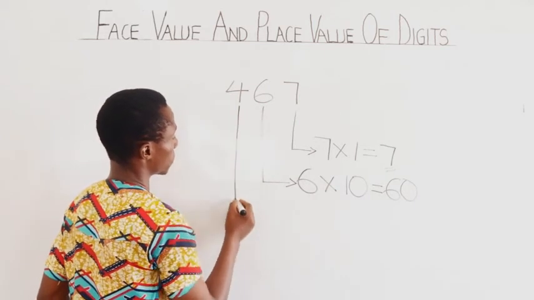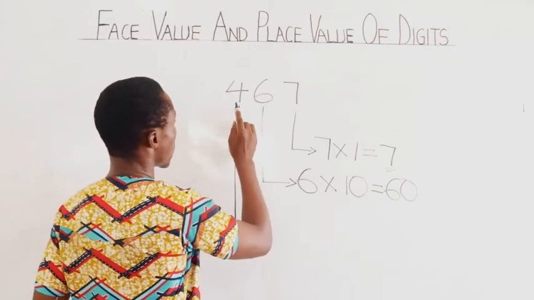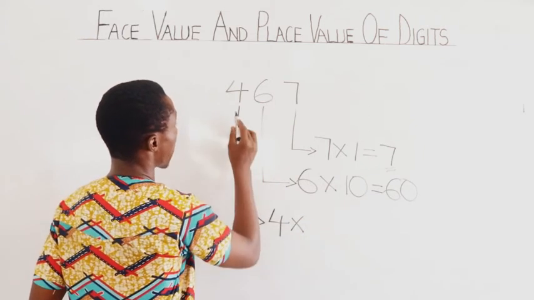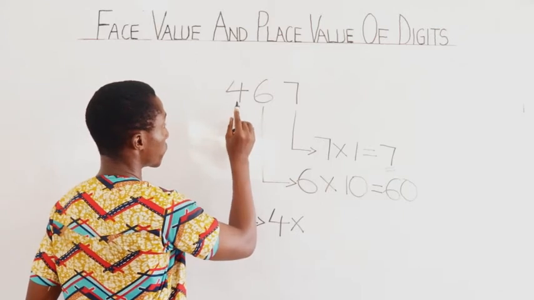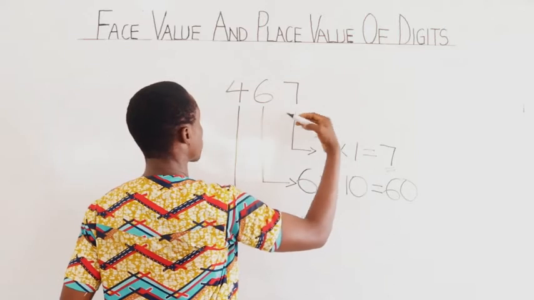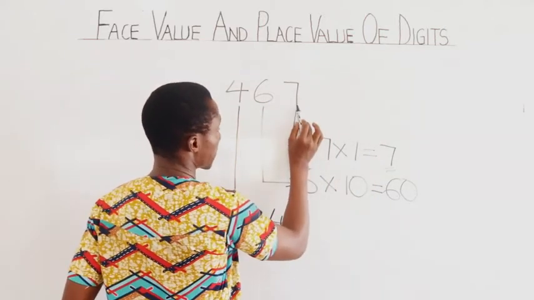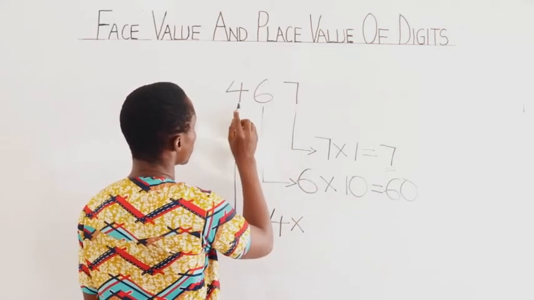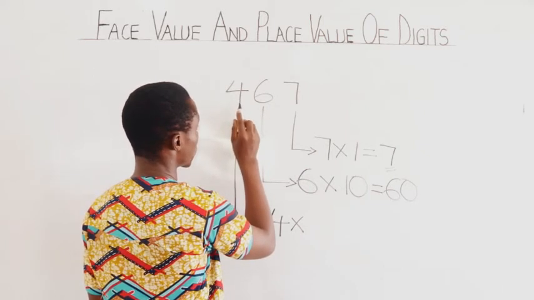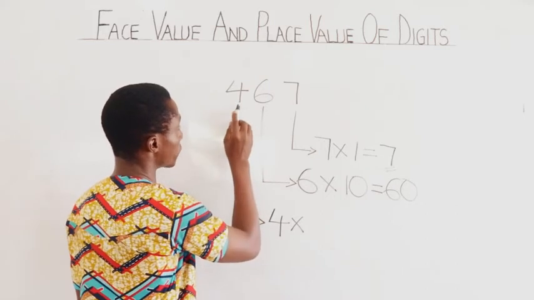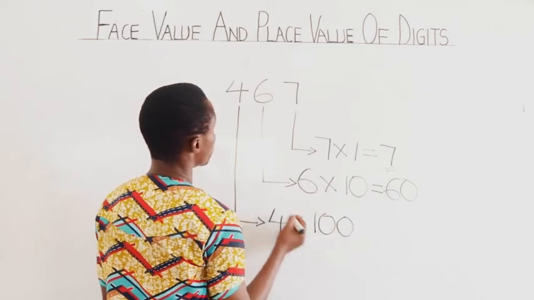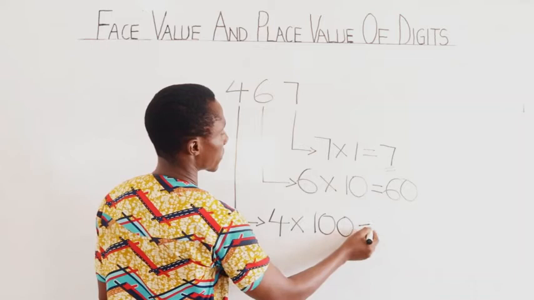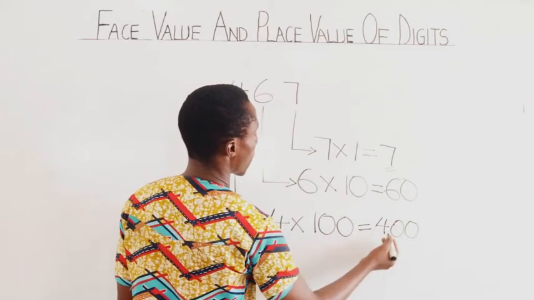Let's go to the digit 4. The place value of the digit 4 in 467 is going to be the face value of 4, which is 4 multiplied by the value of the number place of 4. So counting the number places from our right hand side, 7 is in the ones number place, 6 is in the tens number place, and 4 is in the hundreds number place. And therefore, the value of the number place of 4 is 100. And therefore, the digit 4 in the number 467 has a place value of 400.